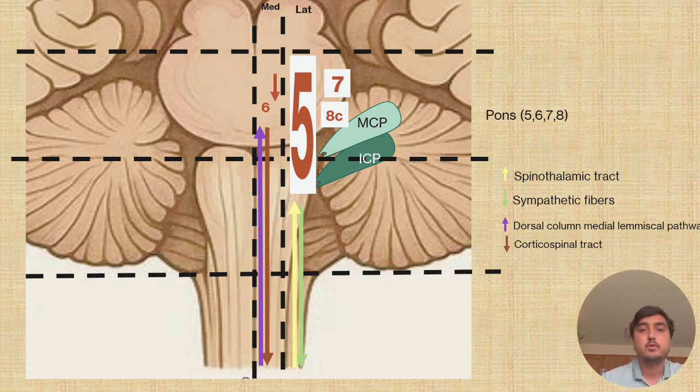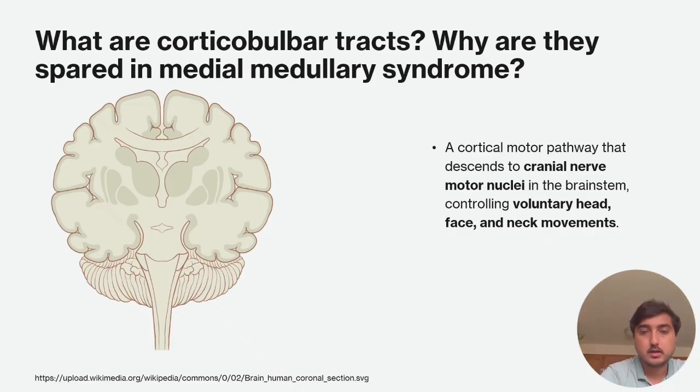Now, in case of pons, in the rostral region of the pons, or towards the upper side, we have another descending tract, which is the corticobulbar tract. This will be relevant when we are discussing the medial Pontine syndrome. Now I want to discuss what are the corticobulbar tracts and why are they spared in the medial medullary syndrome.